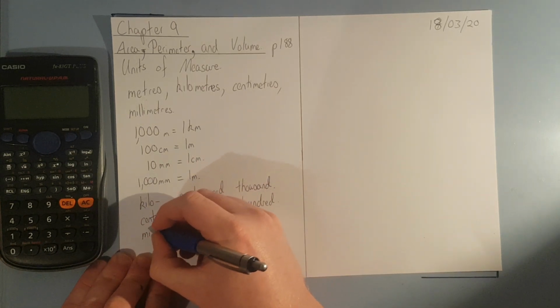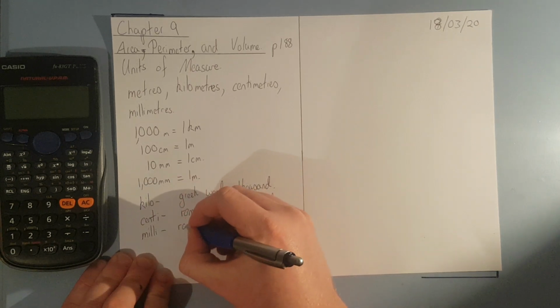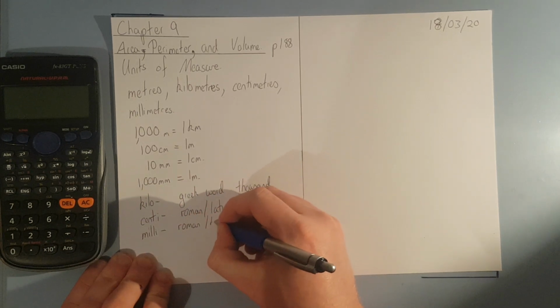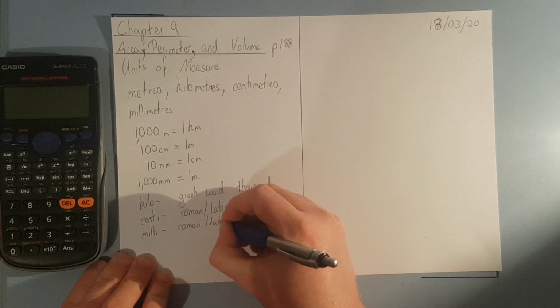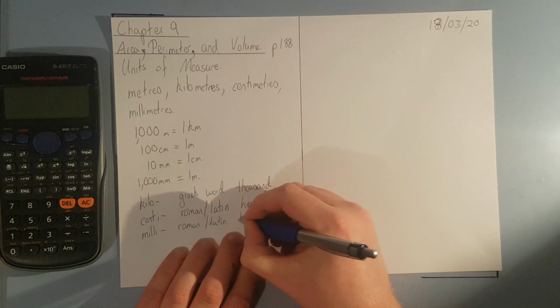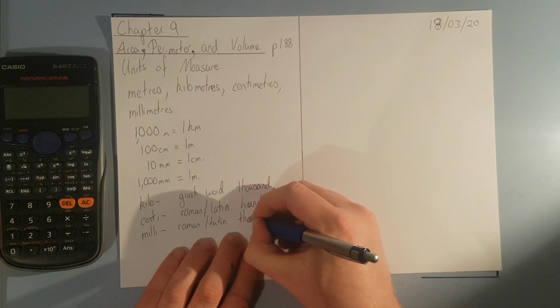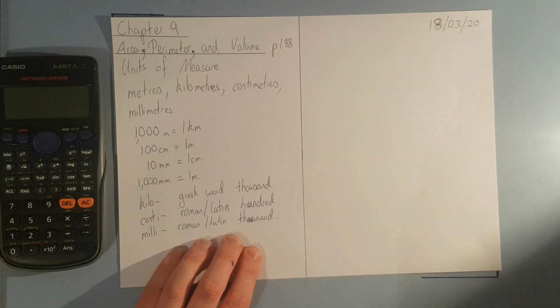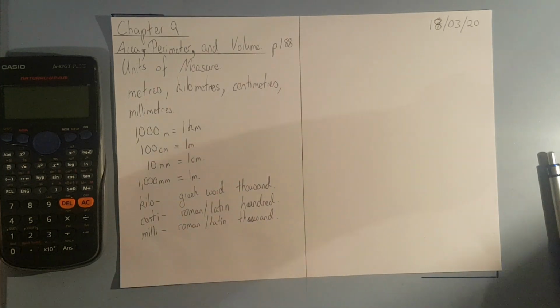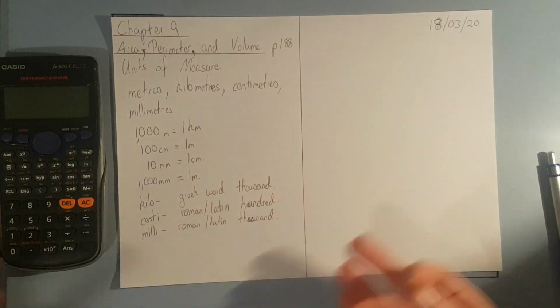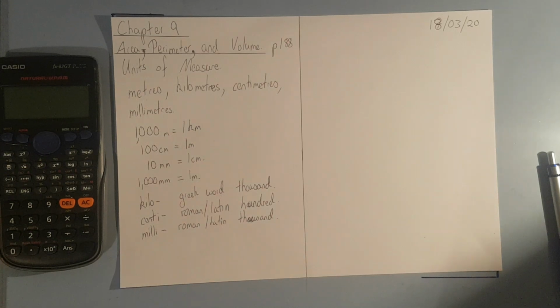And milli comes from the Roman or Latin word for 1,000. So centi, you can think of century, or you can think of a cent, 100 cents in a euro. Centi, century, 100 years. Similarly, milli, a millennia is 1,000 years. So that's kind of the theory behind it. Let's look at an example or two.